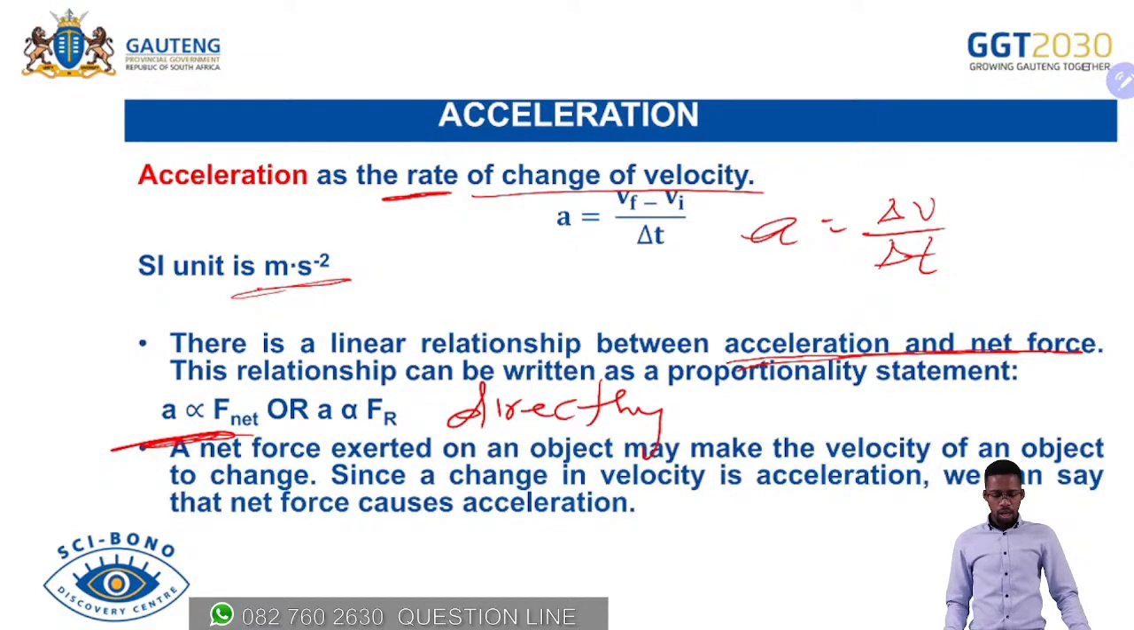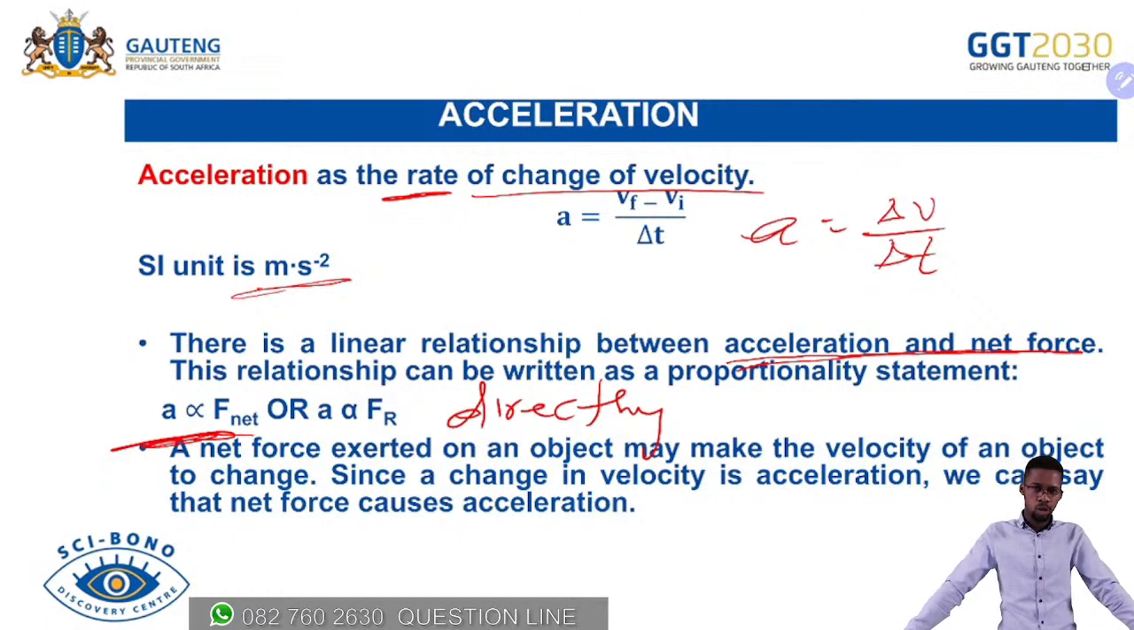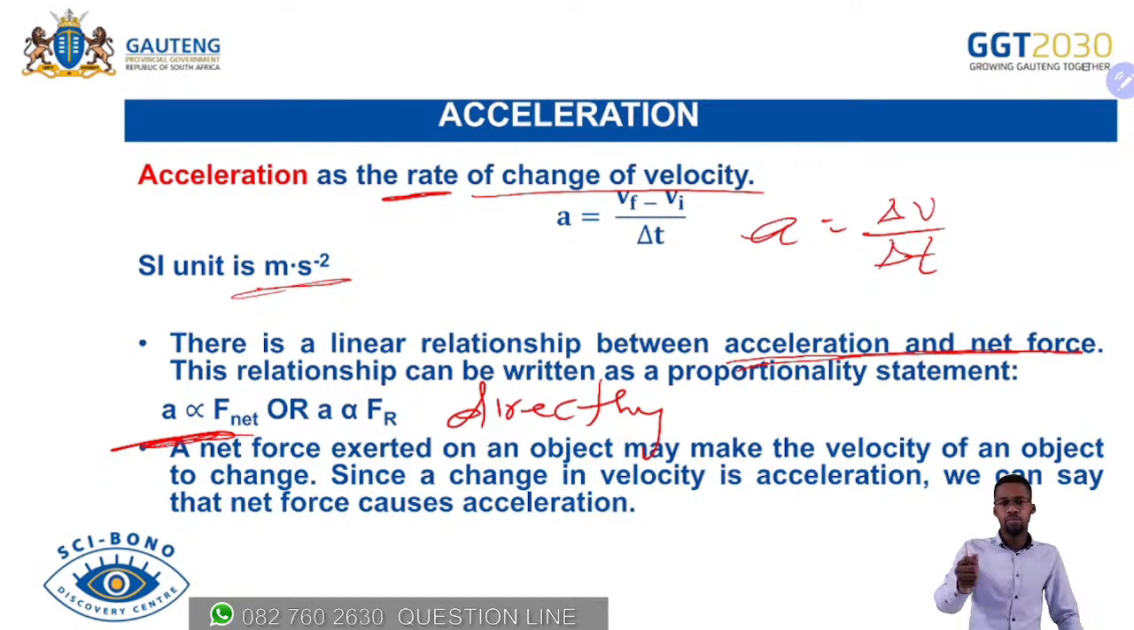Let's move on. The net force exerted on the object causes the change in velocity. There was a quick demonstration that was done by my mentor. She pulled me towards her lightly, meaning she exerted a small force, and I did not move much. I just moved like this. And then she pulled me hard, and I moved faster towards her.